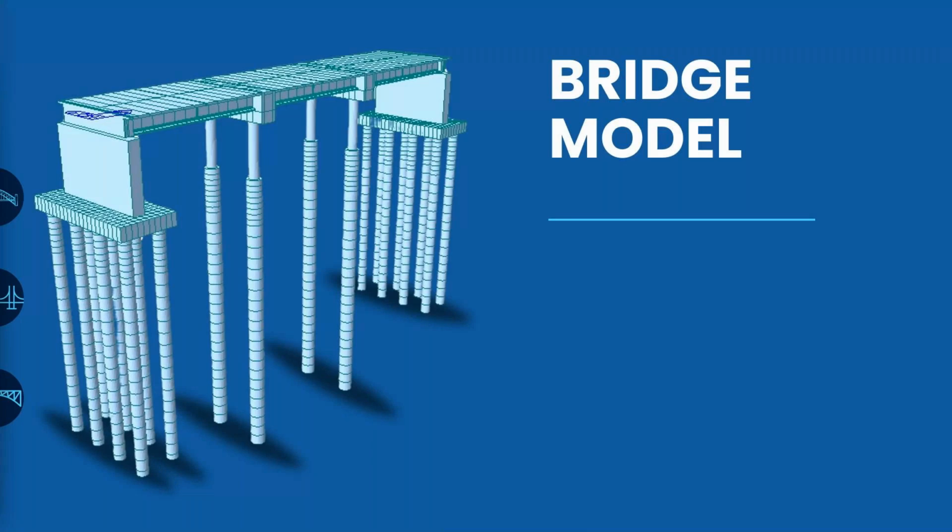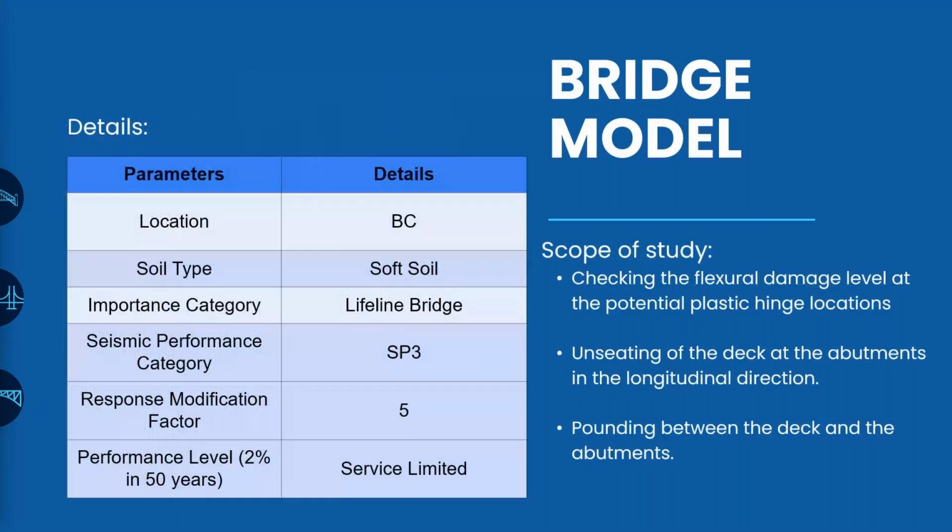So the details are something like this. This is the same model that we are going to consider for the capacity computation, but just a recap. The location is basically British Columbia. Soil type is considered to be soft. Importance category, it is a lifeline structure, and the performance is to be evaluated as SP3. The response modification factor which is used in case of the response spectrum analysis was 5, and the performance level which is expected from this particular structure is service limited.